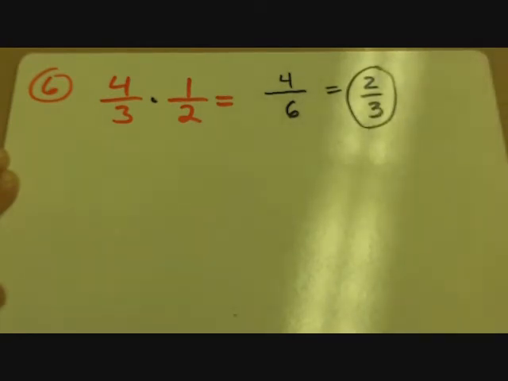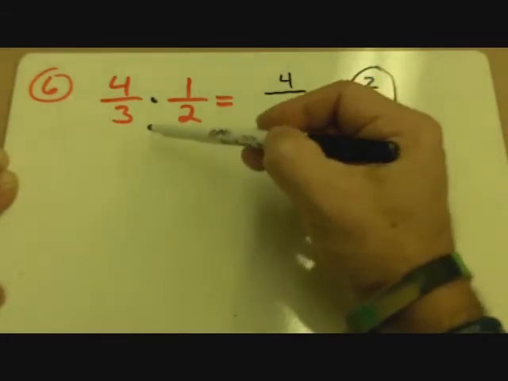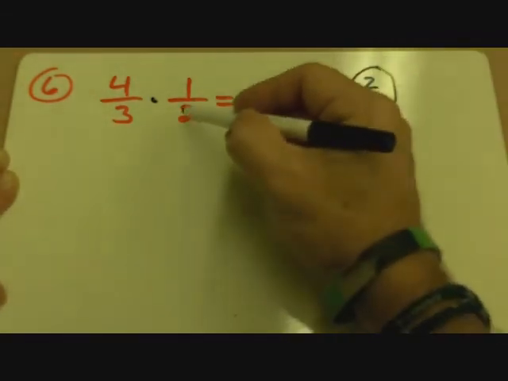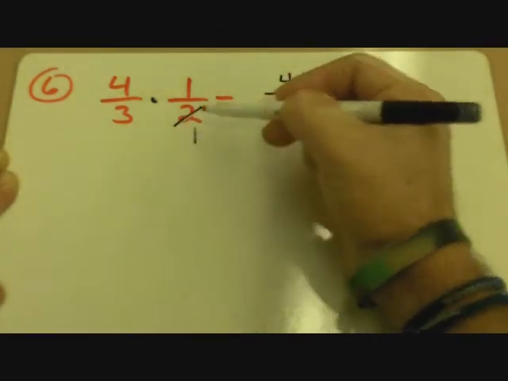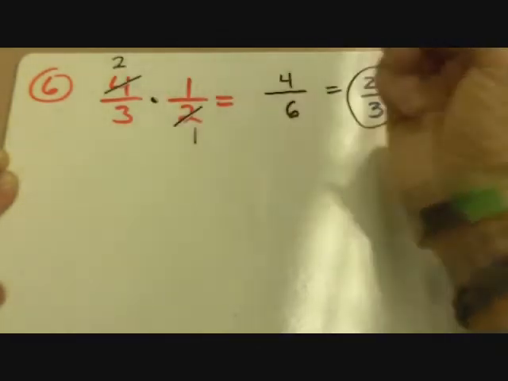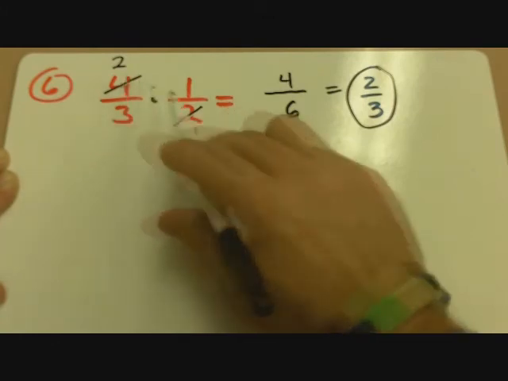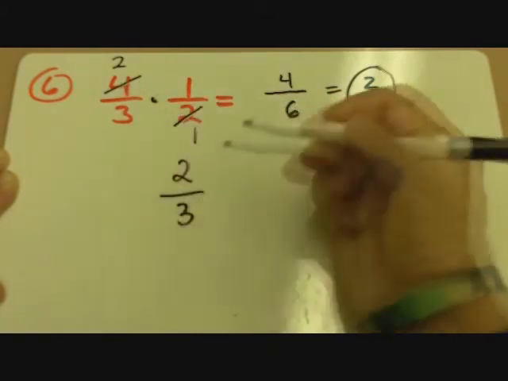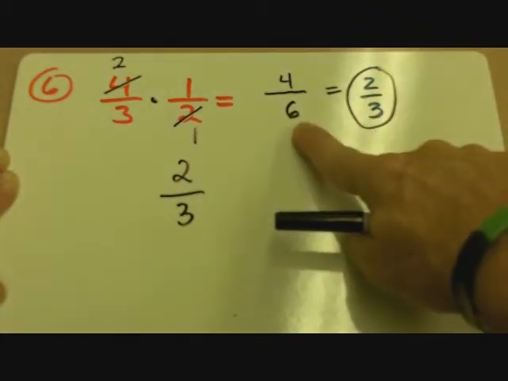If you so choose, you could have done this problem a slightly different way. Any factor in the top and any factor in the bottom in a multiplication could be reduced right off the bat. You could say 2 goes into 2 once, 2 goes into 4 twice, and then if you redid the problem you would have had 2 times 1, which is 2, over 3 times 1, which is 3, and that'll save you the reducing that you would have had to do at the end.